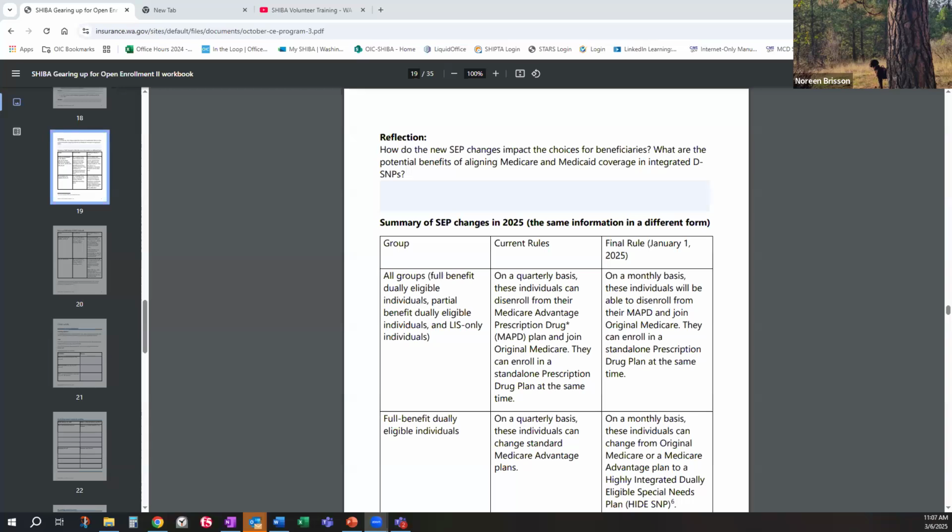The only time they can make a change to those plans is during Medicare Advantage open enrollment or during open enrollment for the following year. It's just like everyone else.